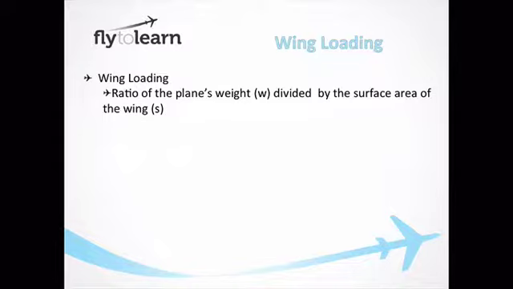Wing loading is the ratio of the plane's gross weight divided by the surface area of the wing. Wing loading is similar to density, except it uses surface area and not volume. This means a plane with a short wingspan, but a medium weight, is going to have the same wing load as a heavier plane with a much larger wingspan.